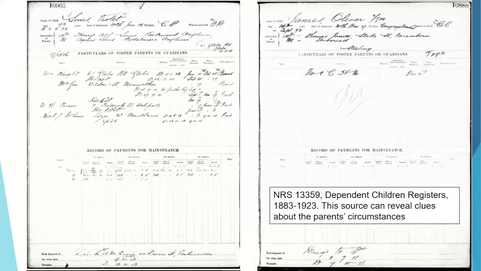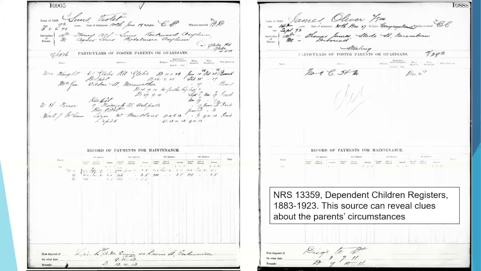We hope. Here we've got the dependent children's registers. So after 1883, they moved really from a system of larger orphanages to this idea of out-of-home care where you'd be in a family environment and children were often boarded out to different households. So here we've got Violet Sims. She's 9, born in 1898. So the admission is 1908.